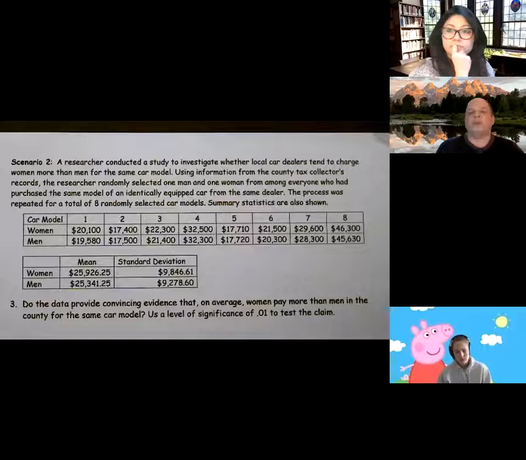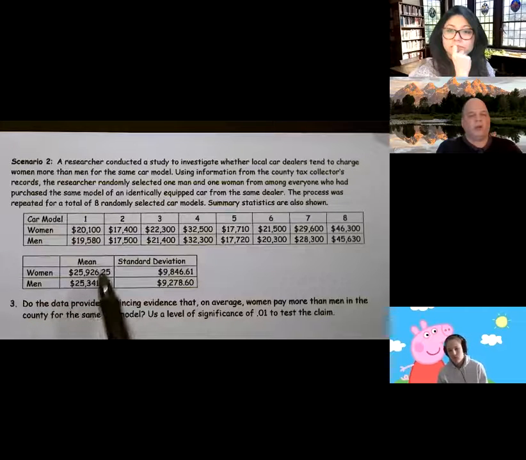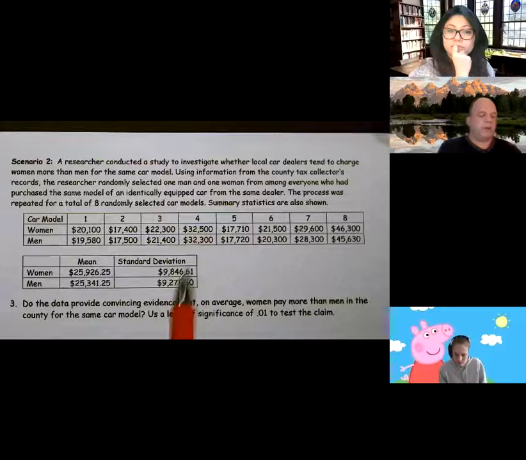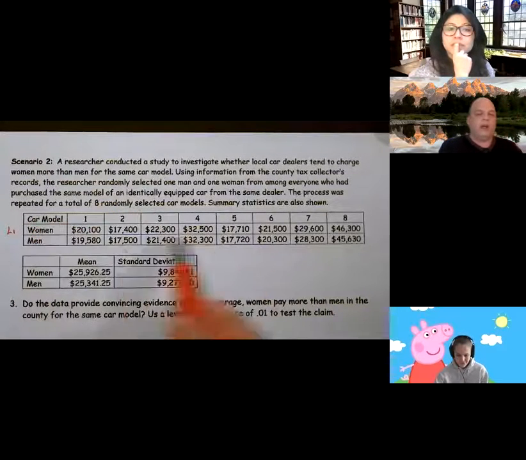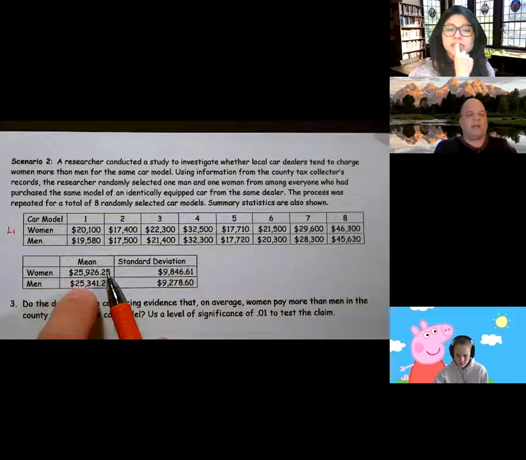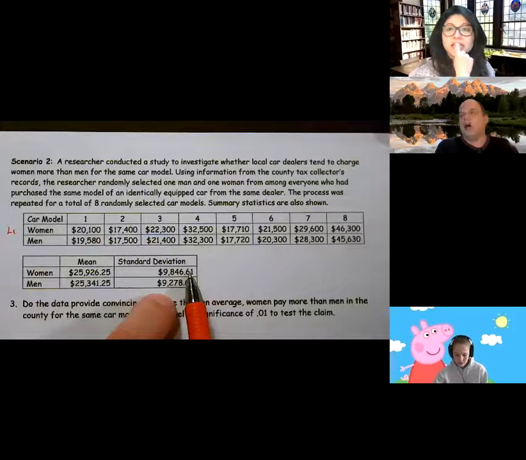Summary statistics are also shown below. First off, I want to address the summary statistics. Almost always, you can expect College Board to give you a mean and standard deviation. Basically the reason they're doing this is so that you can check that you actually input the data correctly. So I should have been able to put the women, let's say, into L1, and then do a 1-var stats and go, yep, I got an average of this, a standard deviation of that. I'm very confident that I input my data correctly.